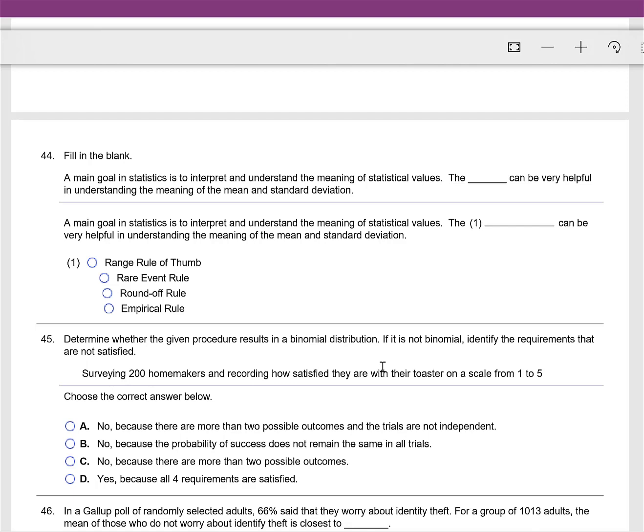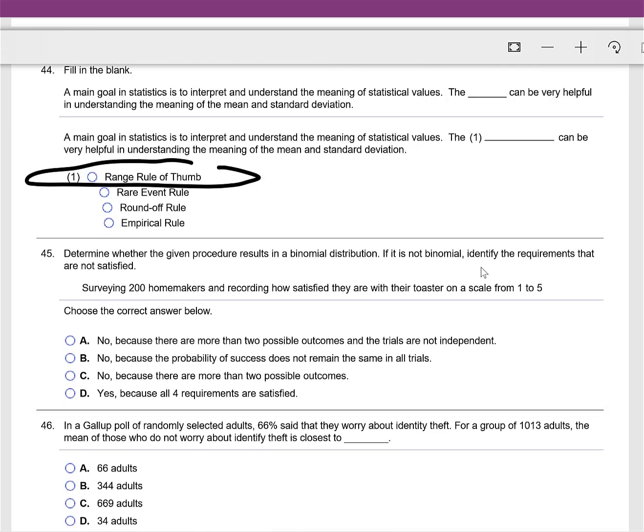The blank can be very helpful in understanding the meaning of the mean and the standard deviation. And the answer here is the range rule of thumb, and this is the range rule of thumb for significant events. So don't confuse that with the range rule of thumb from an earlier chapter. Estimate whether the given procedure results in a binomial distribution. If it's not, say why not.